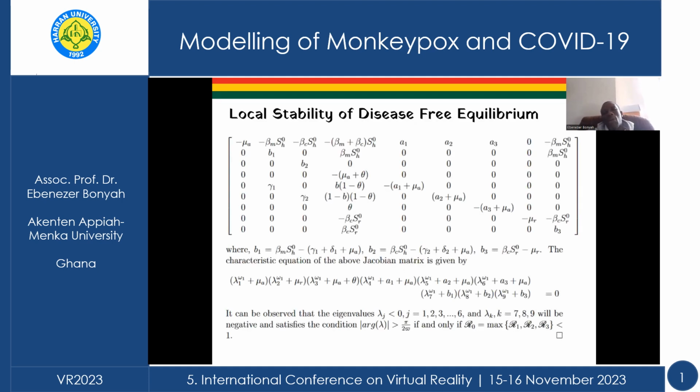Then I try to play around a bit of maths. I said, okay, let me look at the stability of the disease-free equilibrium. And I try to use the Jacobian matrix, just to establish this, to show that the system is locally stable under this condition.